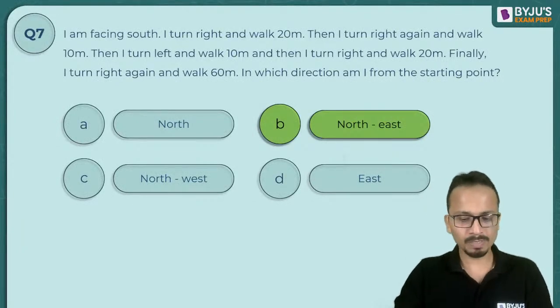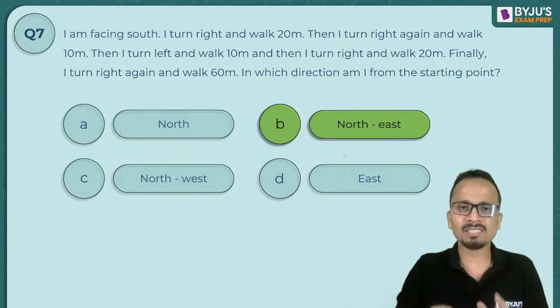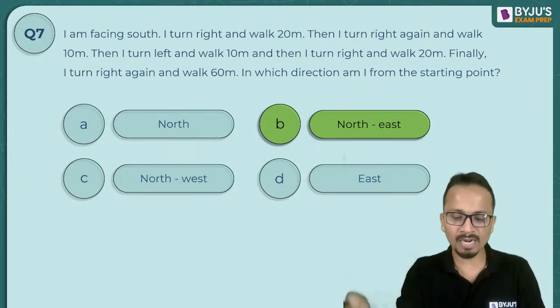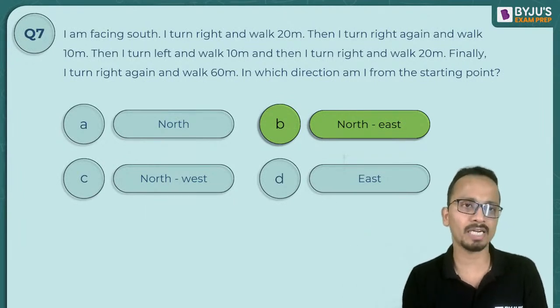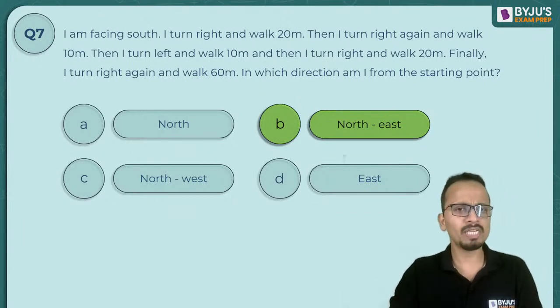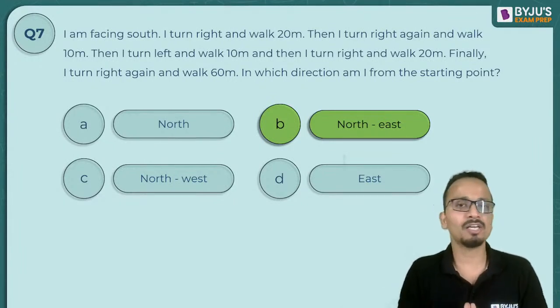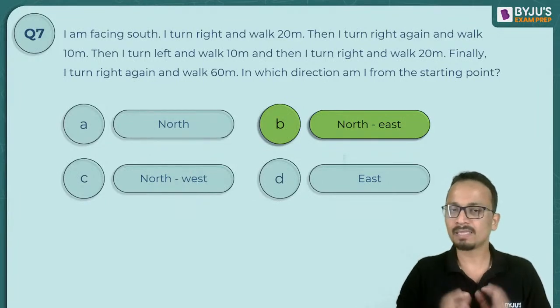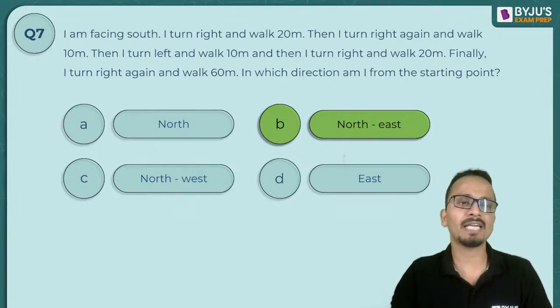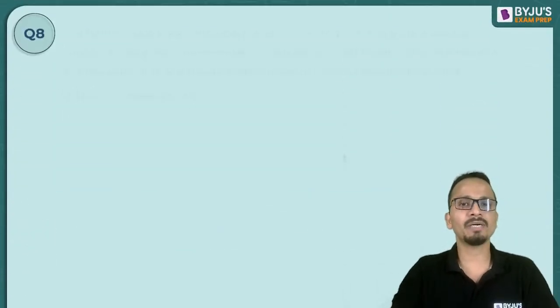All right. People whose answer is not correct, I hope they have understood the way I have drawn the diagram. Okay. So please make the diagram patiently, slowly, so that you will not have any mistake while solving this question. The key is drawing a right diagram for these type of questions. Let's move ahead and look at question number 8.